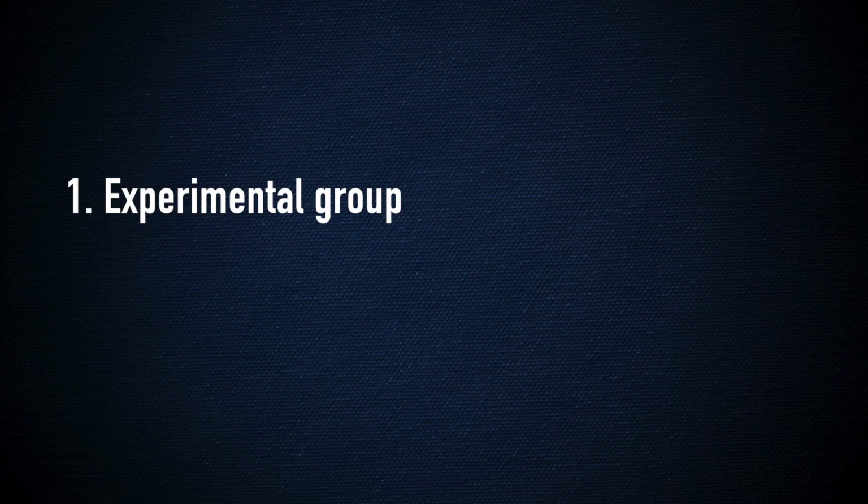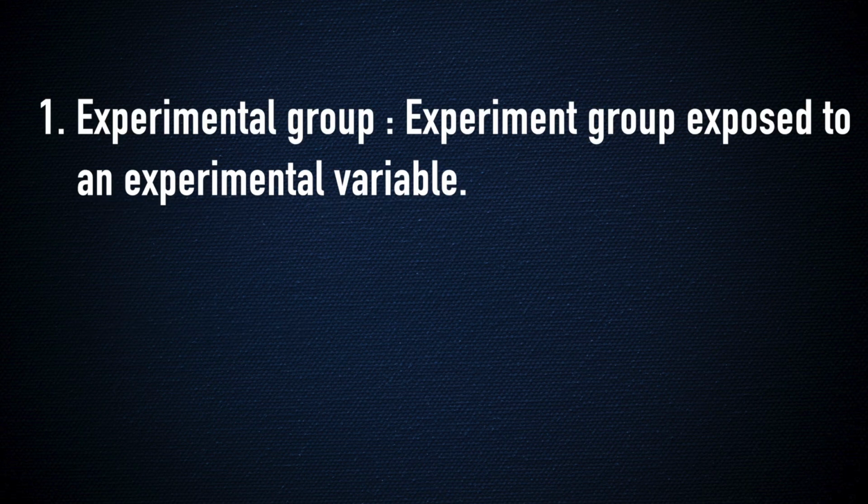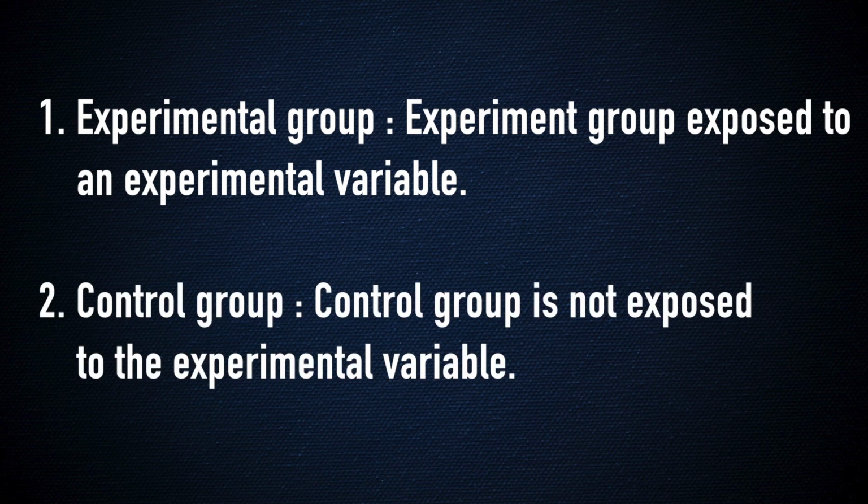Here, one of the groups is used as the experimental group and the other as the control group. The experimental group is exposed to an experimental variable. The control group is not exposed to the experimental variable. The difference between the experimental and control group outcomes is attributed to the effect of the experimental variable.